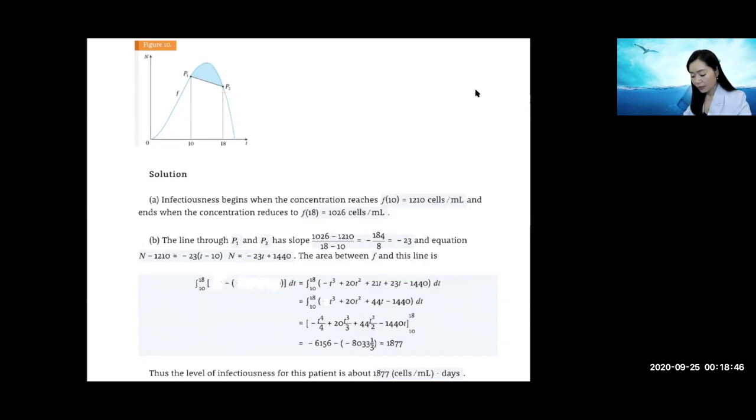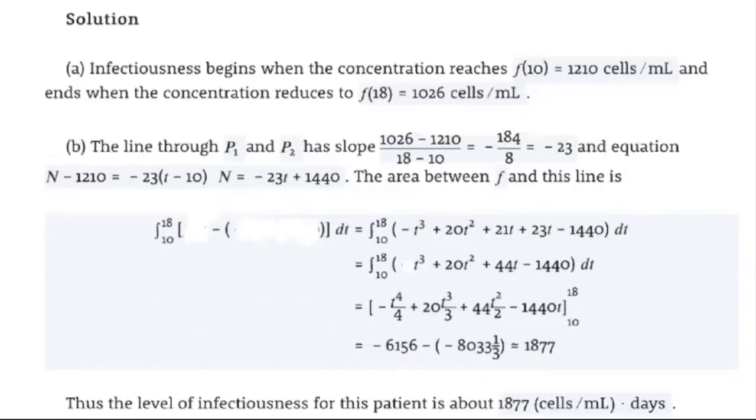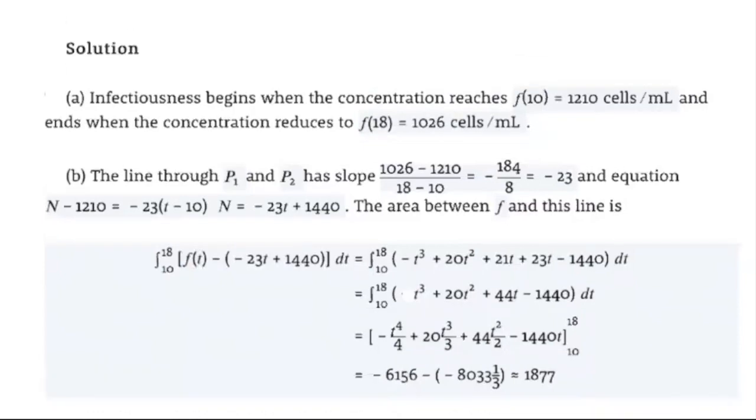So the area between this function f right here and this line over here is given by this integral. The integral with respect to t, where t goes from 10 to 18. So start from day 10 to day 18. And the function above right here, that's f of t. And this function over here, we found to be negative 23t plus 1440. So the function on top, subtract this function down here. So substitute f of t equal to what we were given.